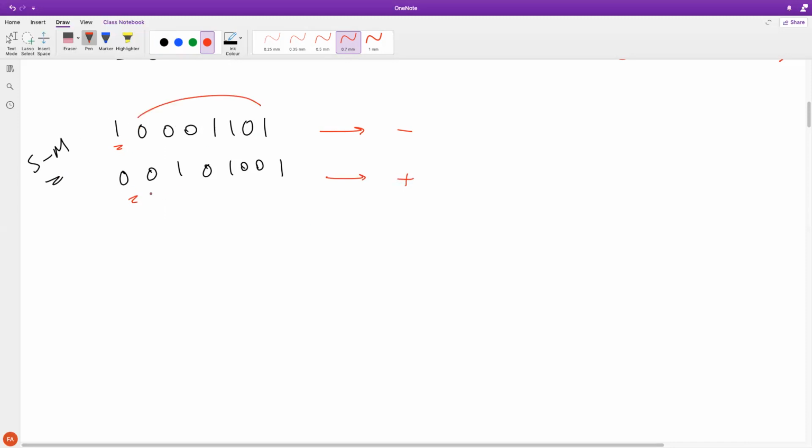Now, these magnitudes are important. So, what is the first number? Here is 1, here is 4, and here is 8. 8, this is 13. So, this one shows minus 13. What about this? Here is 1, here is 8, and here is 16, and here is 32. 32 plus 8, 40, this is plus 41. So as you see, guys, the first bit shows the sign, the rest shows the magnitude.